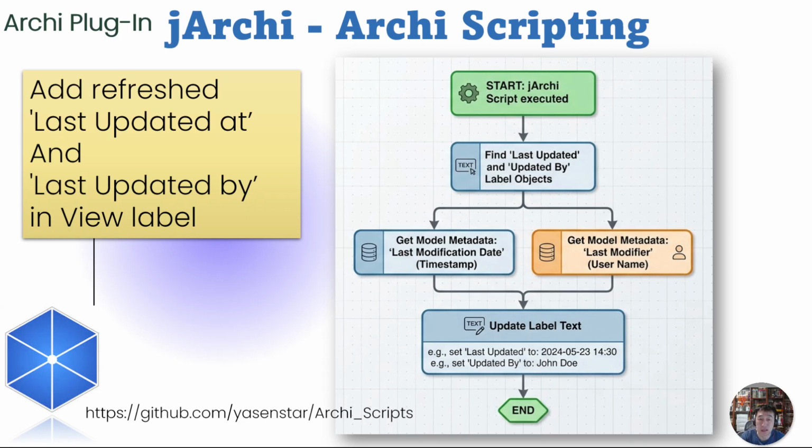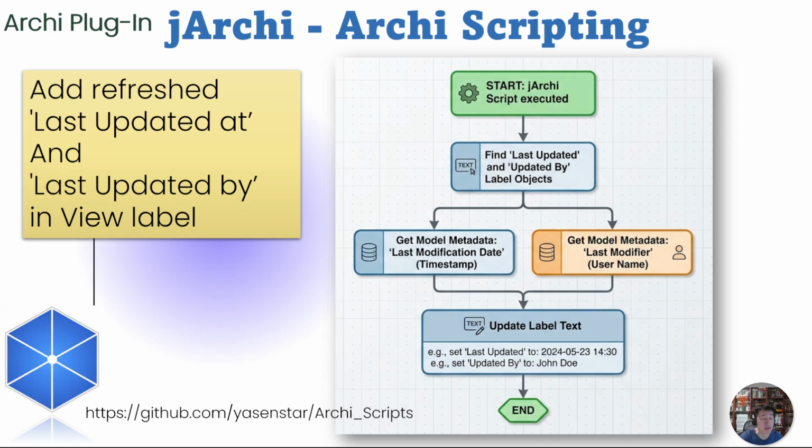Once we execute this script, it will find the last updated and last updated by label expression or label object. Once you have that label object, then these are the model's metadata, which refers to the property. So you should add our two properties. Then you right click and run this script, and it can do the update and the refreshing for you. So these are 3 or 4 steps.